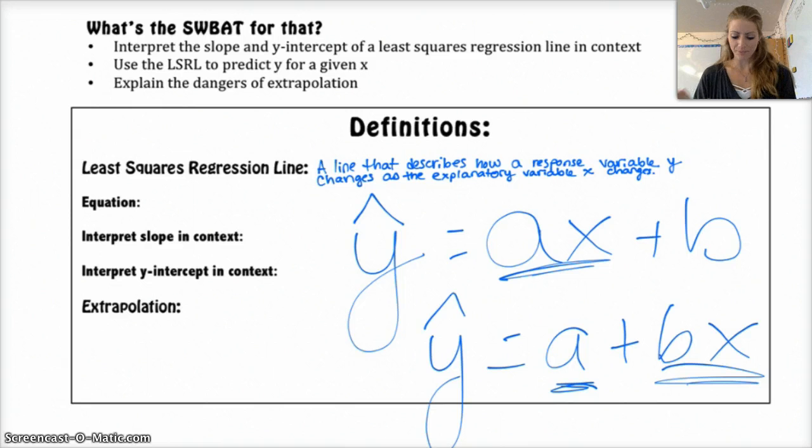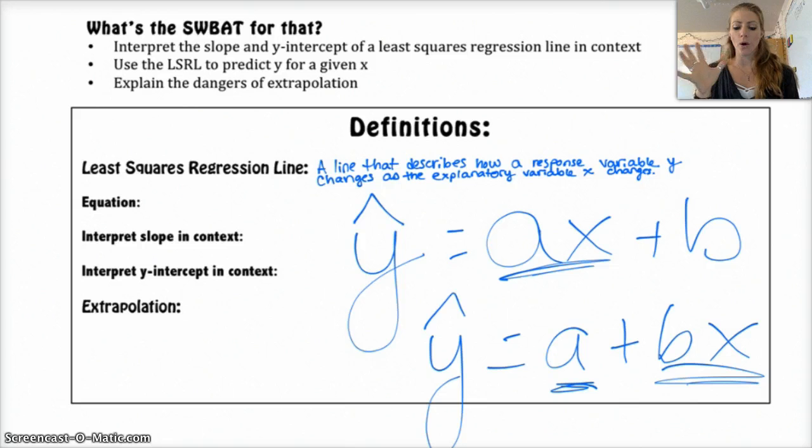Okay, anyways. So the hat means that y is actually a prediction based on an x value. So if you don't use the hat, you will lose points on my test and potentially on the AP exam as well, because it means that you don't understand that the least squares regression line is actually just a prediction. It's not an actual value.